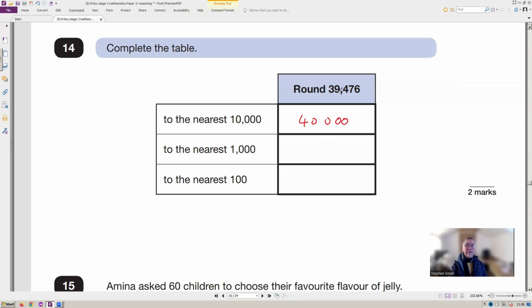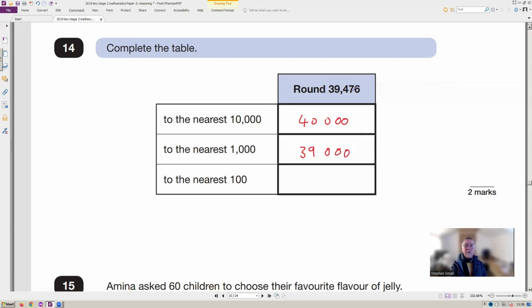To the nearest 1,000. Well, this is the 9, so is it closer to 39,000 or closer to 40,000? You look at the next number, the 4, it's less than 5, so it goes down. So you just discard the end bit, so it just becomes 39,000.